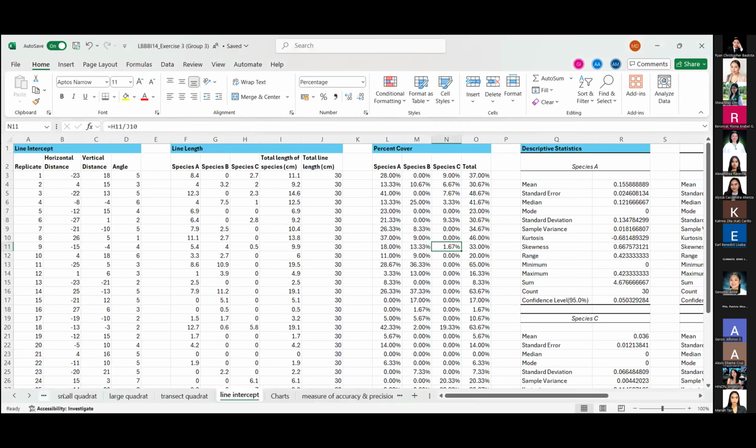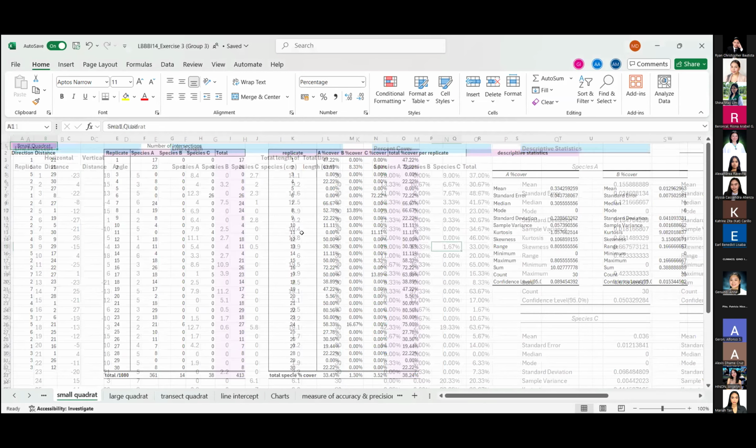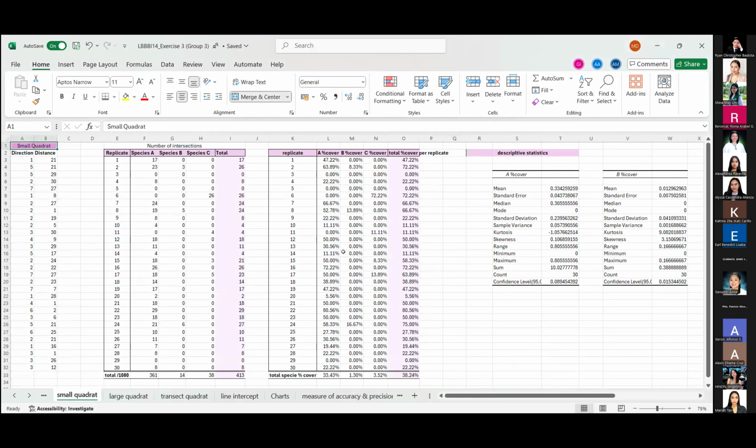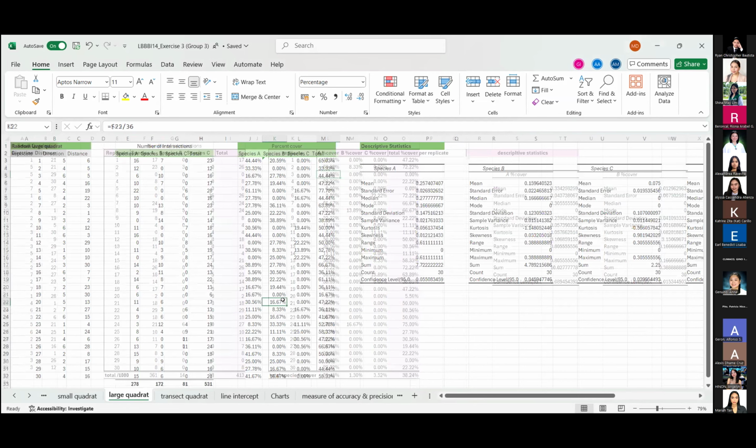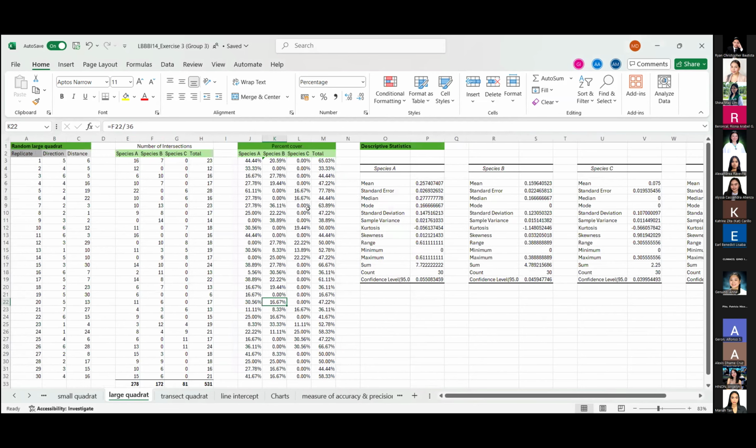Okay, let's start with small quadrat. Okay, can you click on column L, row 5? Okay, thank you for that. Next, large quadrat, please. Okay, column K, row 6. Okay, thank you for that. Transect quadrat, please.